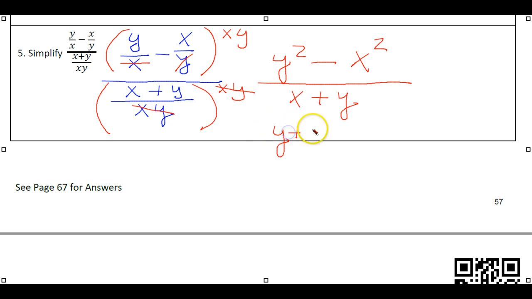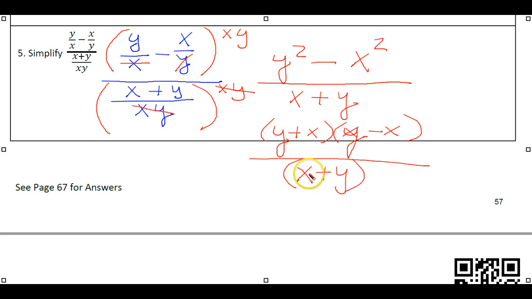Y plus x, no, we got to do y again. Y minus x, and this is over x plus y. Now, for all practical purposes, I could switch these around or these around. So these are common factors, and they would cancel out. And I'm left then as an answer for this, y minus x. I should clean that up a little bit there.